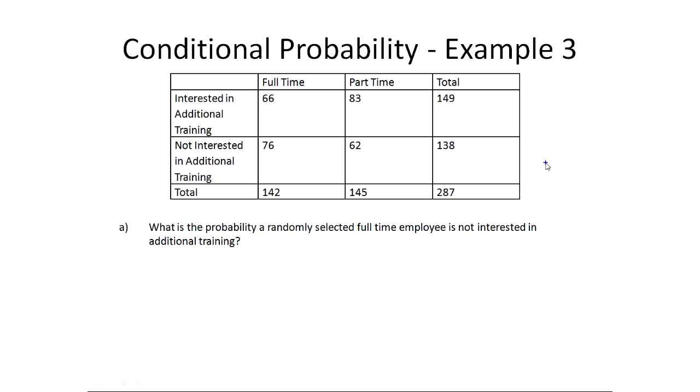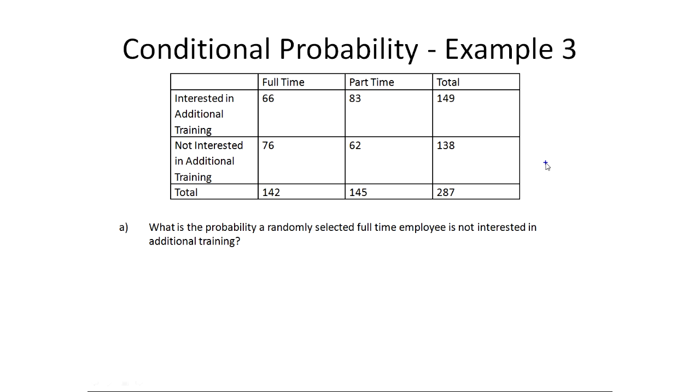Hello, this is Jeremy, and in this example, I'm going to go through how to find conditional probabilities, specifically when you already have data set up for you. In other words, you have some kind of survey data or something like this. So in this particular example, we're given data on a survey of employees at a company and whether they're interested in additional training on our online system or not.